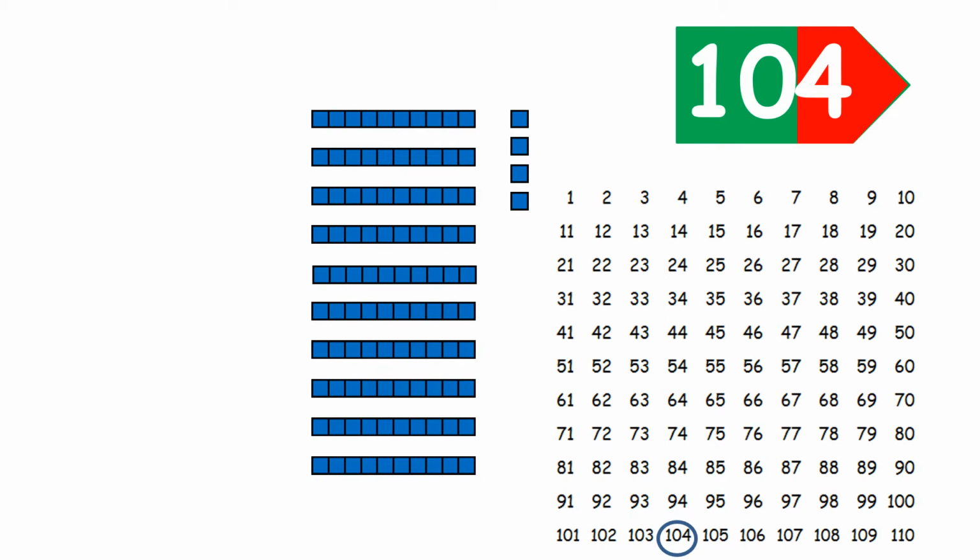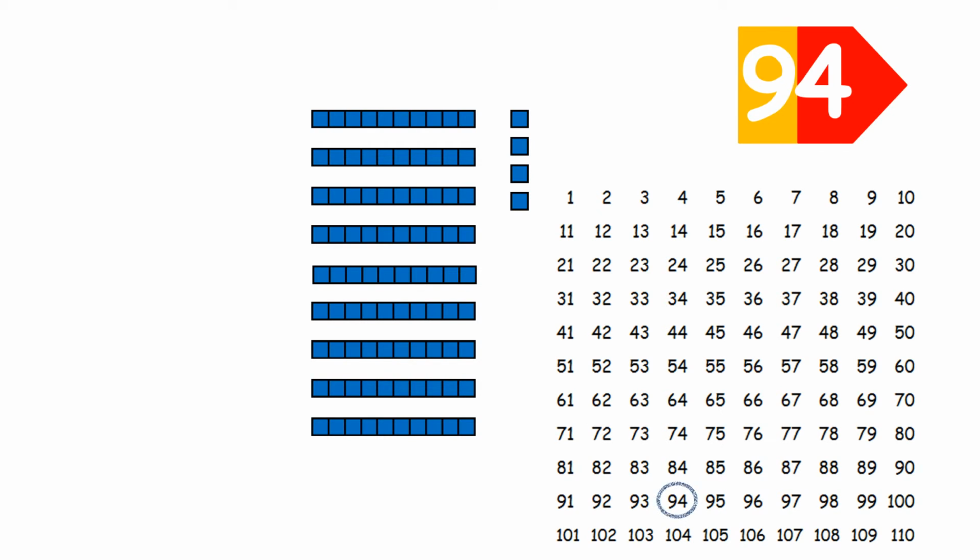Now, if we break up our 100 into 10 tens, we can count back in steps of 10, taking away 10 each time. So we start with 104. If we take away 10, we have 94. So we've moved up one place on our 100 square. Take away another 10, and we have 84. And now I'm sure you can spot the pattern. So let's practice counting back in steps of 10 together.